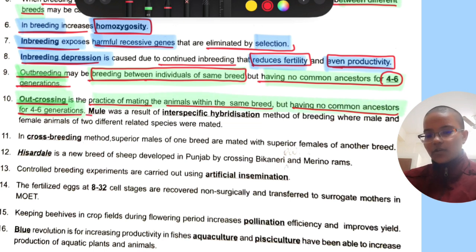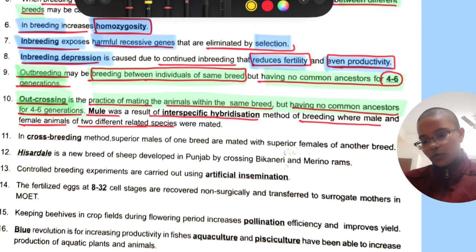Mule was a result of interspecific hybridization, a method of breeding where male and female animals of two different related species were mated.